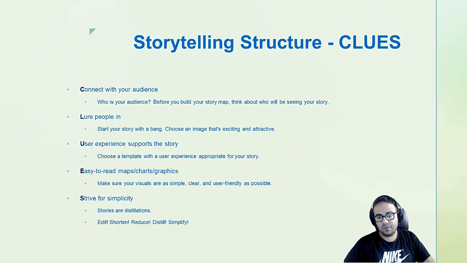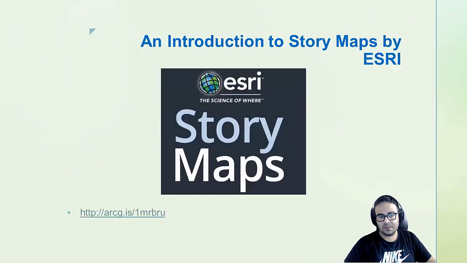And finally, strive for simplicity. You want to simplify things. You don't want to overcomplicate it by adding all those elements, all those gauges, all those pieces of information, because then you are going to lose the connection with your audience. And of course, that comes right at the end, and you can just repeat that process and get to the point where your stories or story maps are very successful. There is a link for reading a story map about story maps.